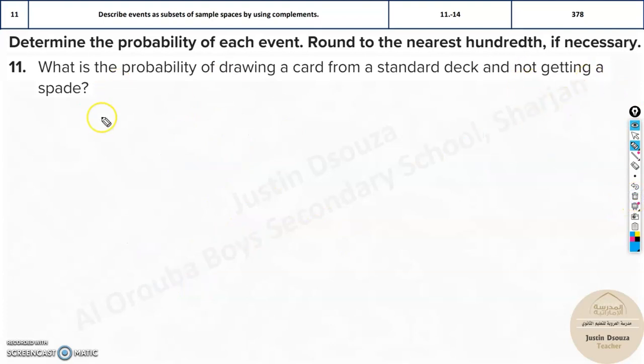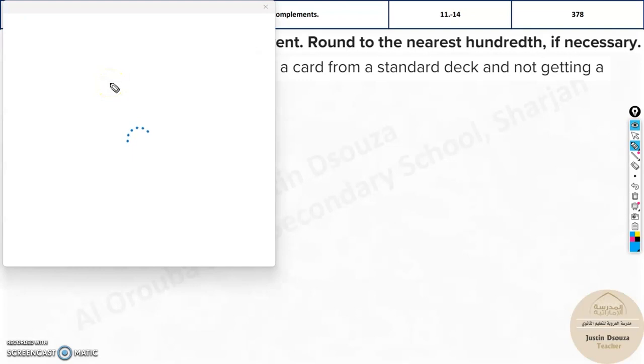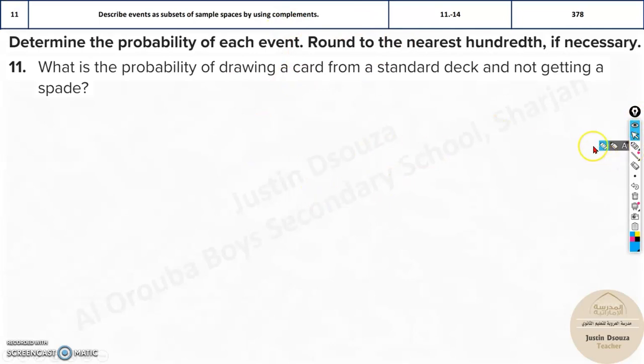So, not getting a spade. It is a long method to calculate the probability of not getting a spade. Basically, you would have to calculate the probability of hearts, diamonds, and clubs, all three. That is basically not getting a spade, right?